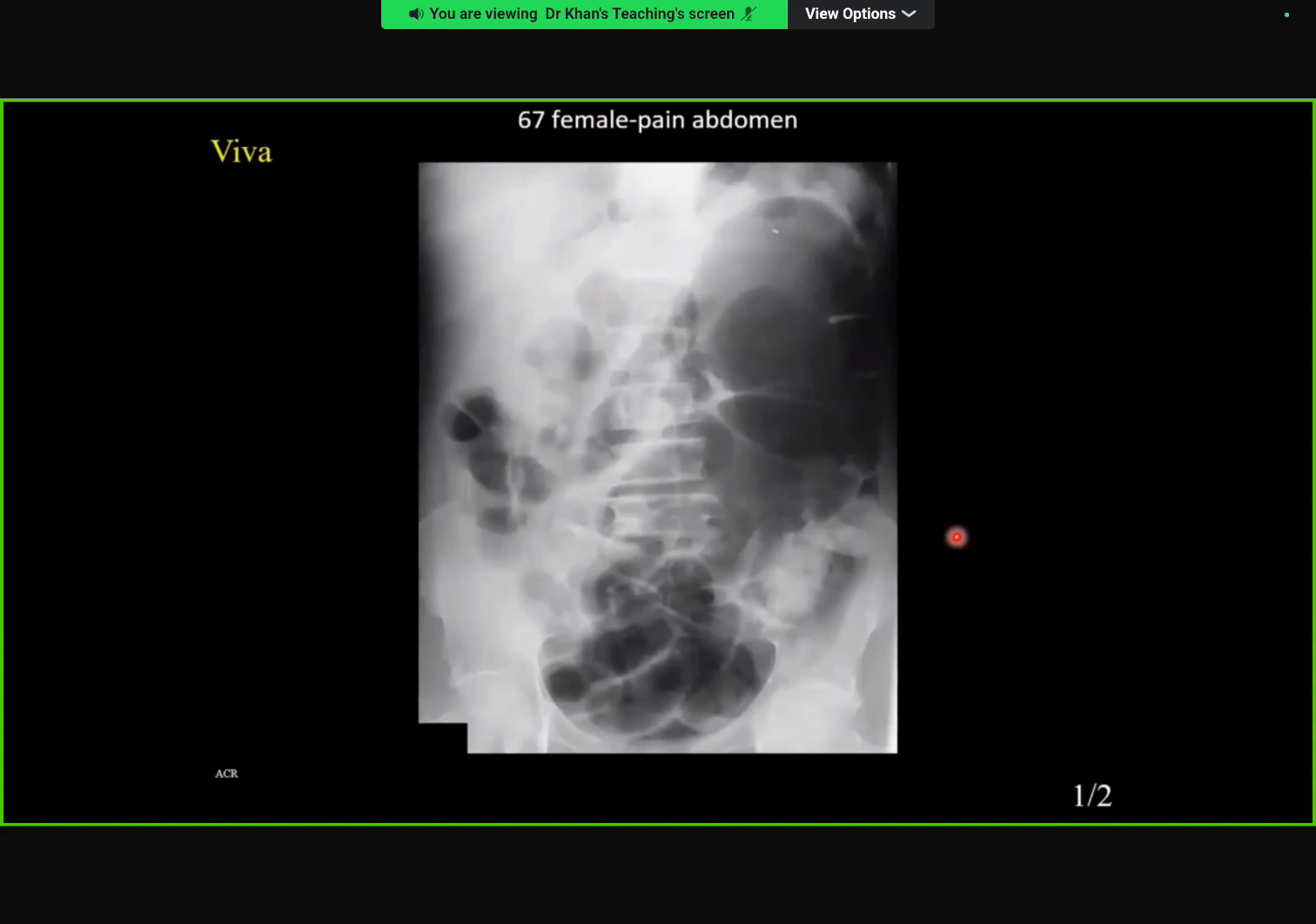Because of the location, I'm thinking that this could be cecal, but in cecal volvulus, it's the small bowel that is more dilated. So again, I think that this is a sigmoid volvulus. Why have you changed your opinion from cecal to sigmoid? Just on the basis of the small bowel? Yeah, because I thought that if there's a twist in the cecum, then it should be the proximal bowel, the small bowel, which should be dilated.